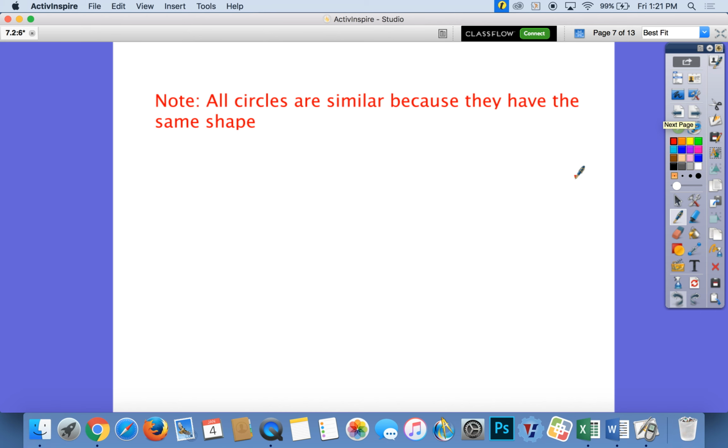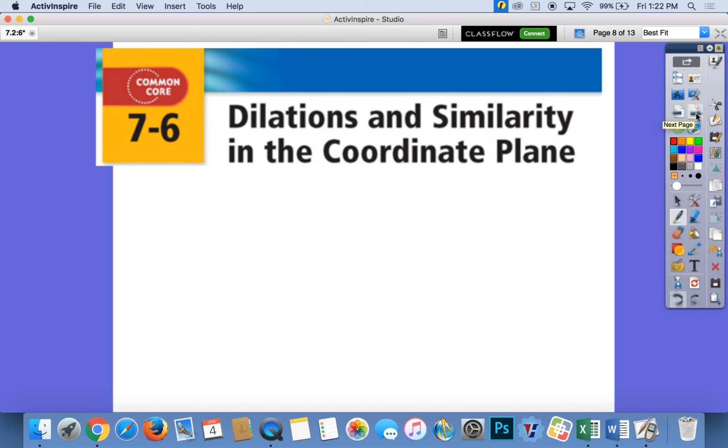This is just a little note, you guys. All circles are similar because they have the same shape. In the book, they go through some process to show you that, but we're going to keep moving so we can get 7.6 in as well. This is an important point that you guys need to keep in mind. So we're going to change gears a little bit, y'all, and talk about dilations and similarity in the coordinate plane, and just extend a little bit of what we just did a second ago.